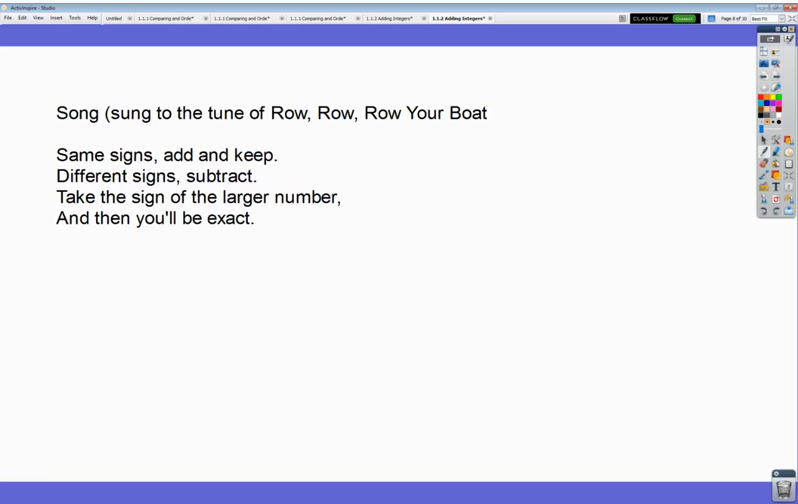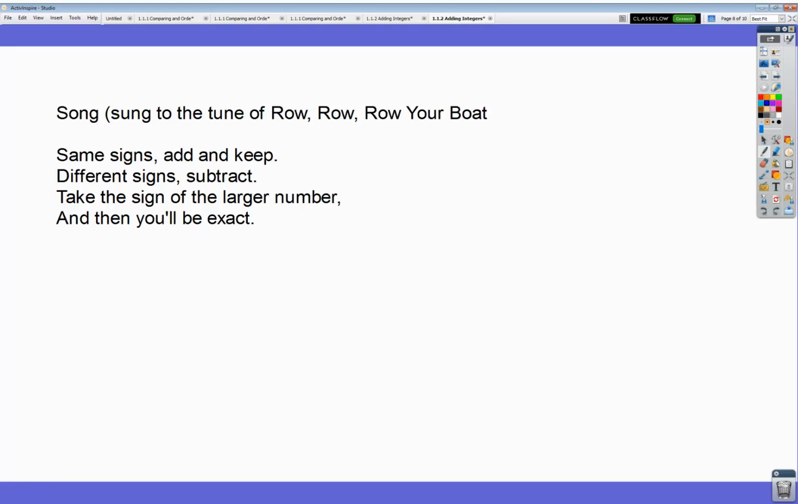Same signs add and keep, different signs subtract. Take the sign of the larger number, and then you'll be exact.